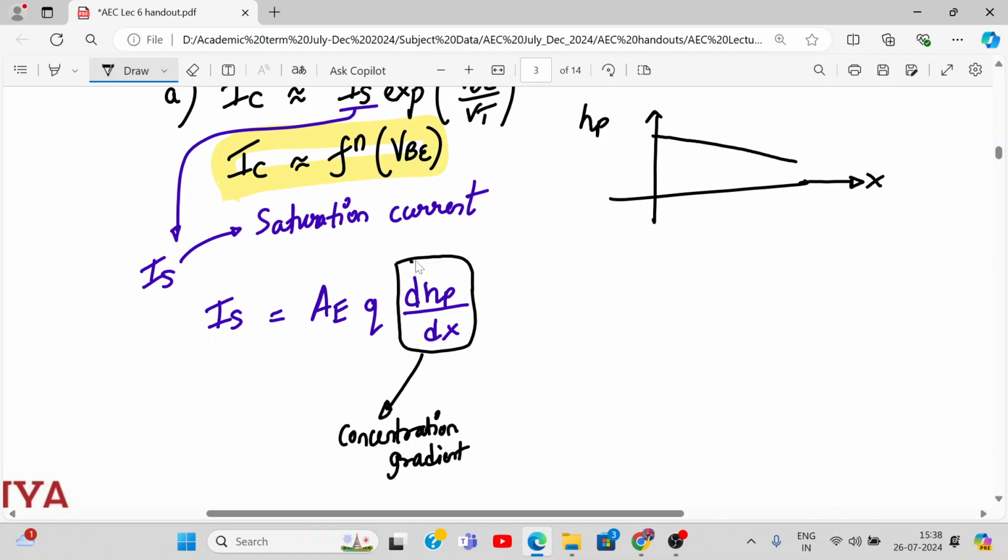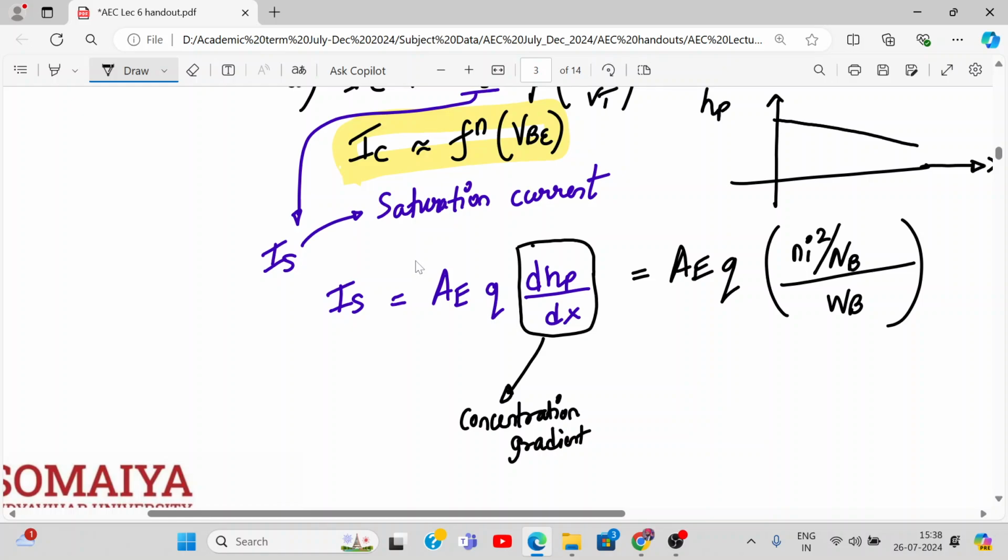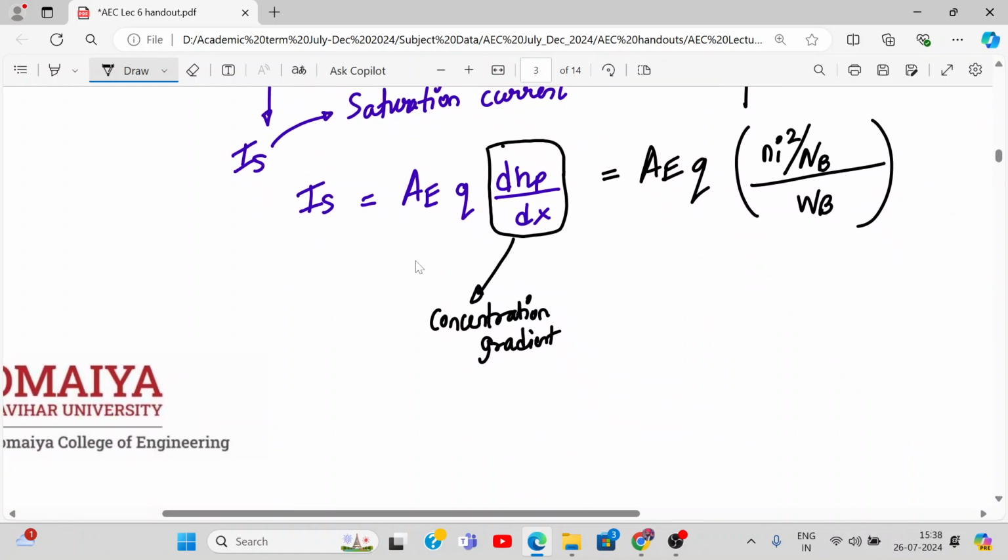Now this is given by the formula AEQ. This is minority carrier concentration. We can prove that it is given by ni squared, which is the intrinsic carrier concentration, upon NA, which is the base doping, divided by Wb. You don't have the derivation for this, but it's really important to understand what we are trying to say. So IS will be given by AEQ Dn ni squared upon Wb Nb. Correct?